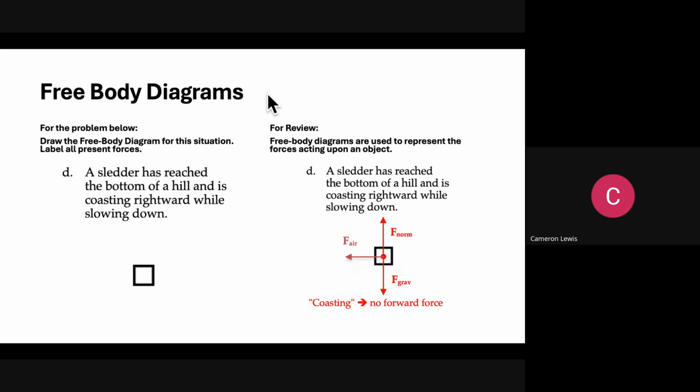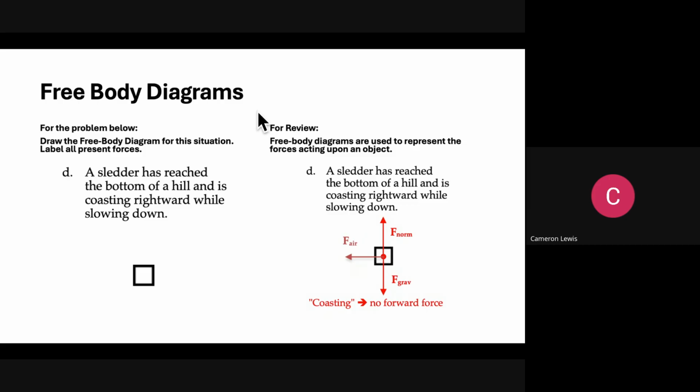So we all have a weight that we feel, right? That weight, to keep us on the surface, has to be counteracted with a force. That force is the normal force. So now in the vertical, are our forces balanced or unbalanced? They're balanced. So with our forces being balanced in the vertical, we should be connected to the surface. But now we're moving, coasting rightward, but we're slowing down.